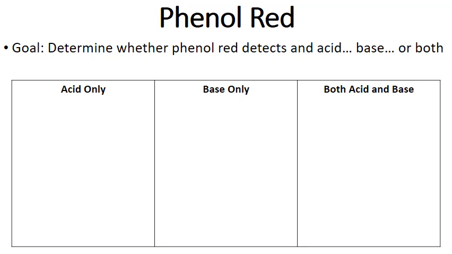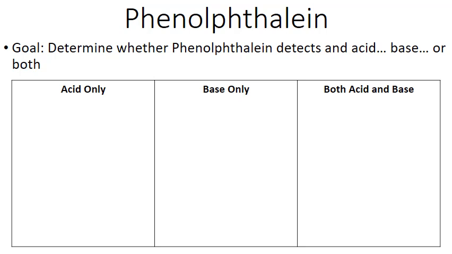Same then for phenol red. Will phenol red detect the presence of an acid only? Will phenol red detect the presence of a base only? Or does phenol red detect the presence of both an acid and also a base? And then same for phenolphthalein. Does phenolphthalein detect the presence of an acid only? Does phenolphthalein detect the presence of a base only? Or does phenolphthalein detect the presence of both an acid and also a base?